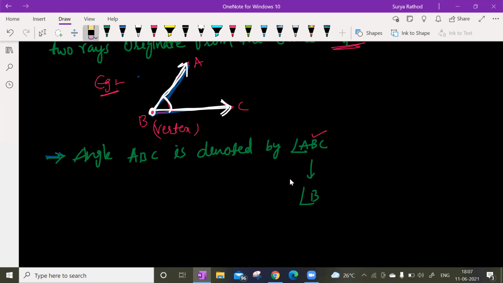Sorry, sir, angle B. B is the vertex. Yes, B is the vertex of angle ABC. Next point: let us say these are my arms. BC and BA are called the arms here. Getting my point? Let us write that.